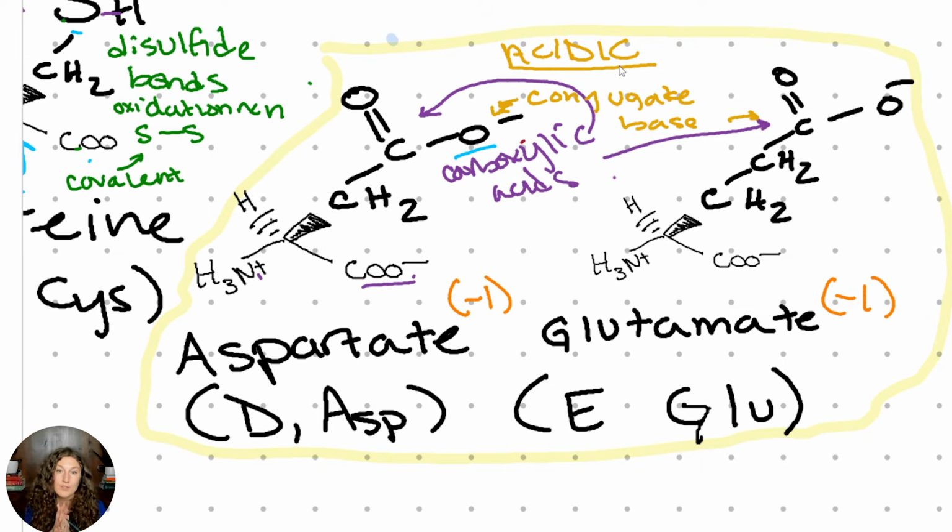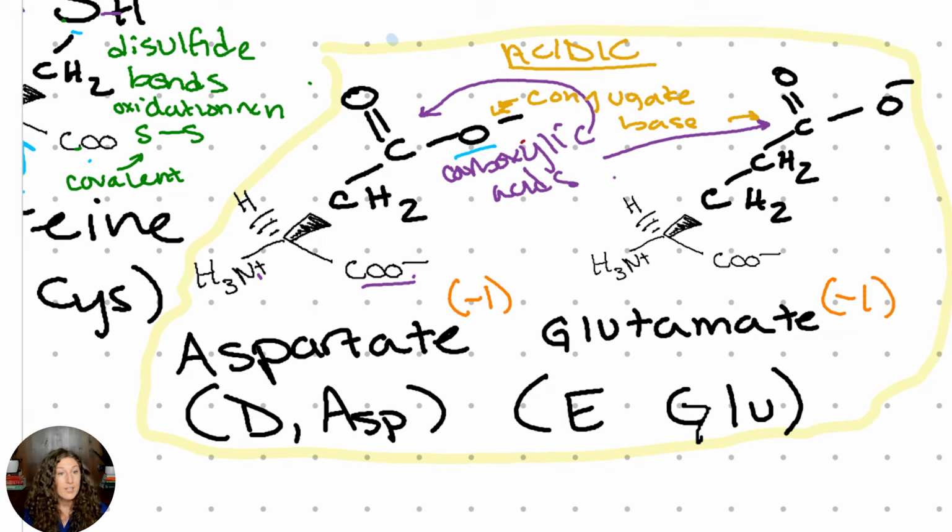The only difference there in terms of nomenclature, we use aspartic acid and glutamic acid when they're protonated, so when it would be like OH here, right? And we'll use aspartate and glutamate in its deprotonated form. The ATE suffix is just the deprotonated form of an acid.